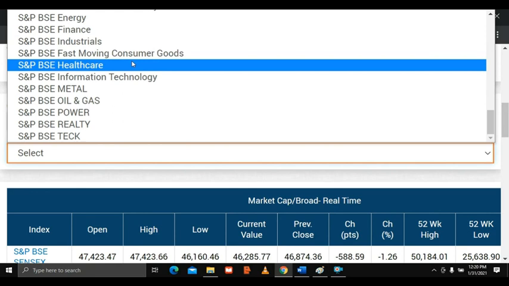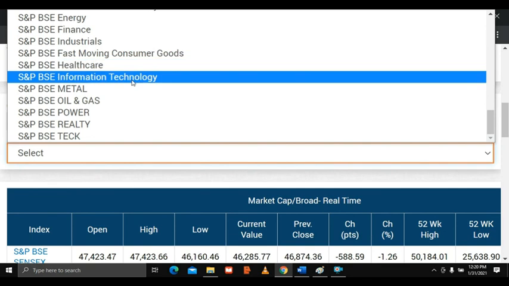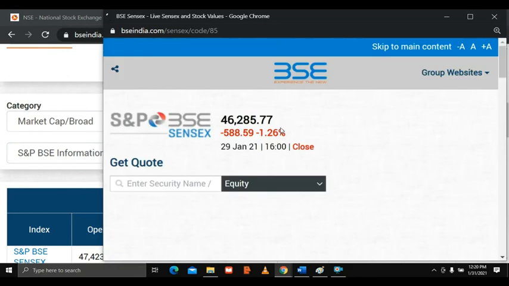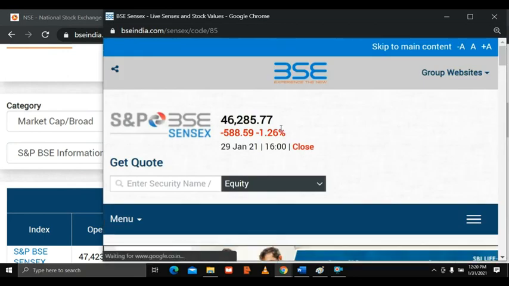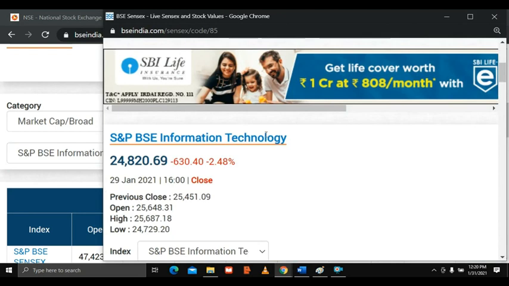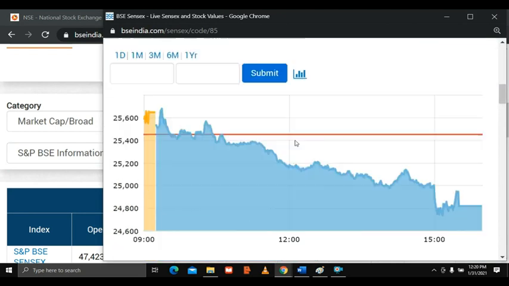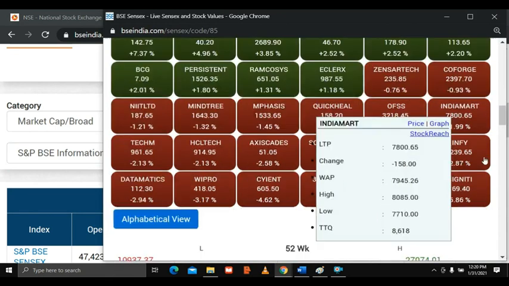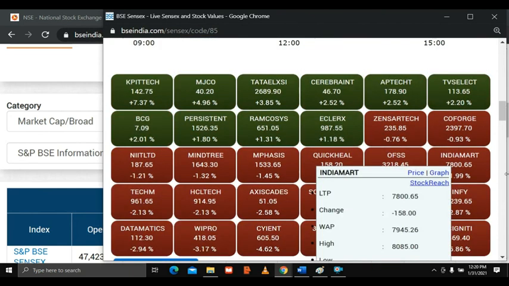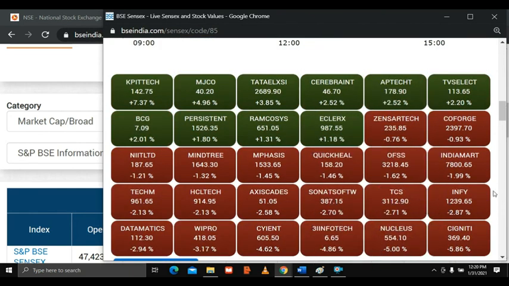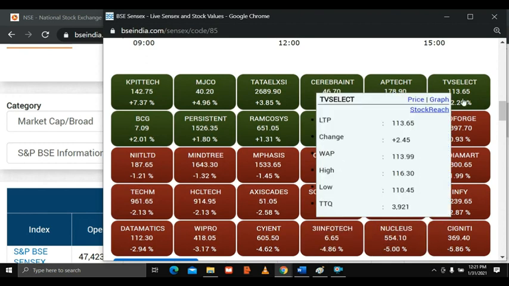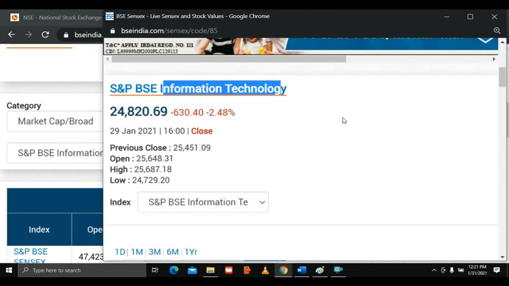Sensex is made by a group of companies. Now you tell me, if I take BSE Information Technology, what all will come? Obviously, whatever companies are in the IT sector are here in this BSE IT index. Look at this, you can see IT sector companies, for example KPIT, Tata Elxsi, Mphasis, Mindtree, HCL Tech, TechM. All the IT sector companies are listed here under this Information Technology index.